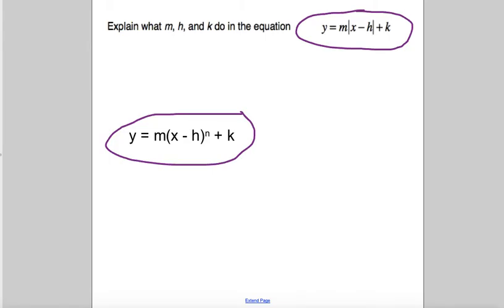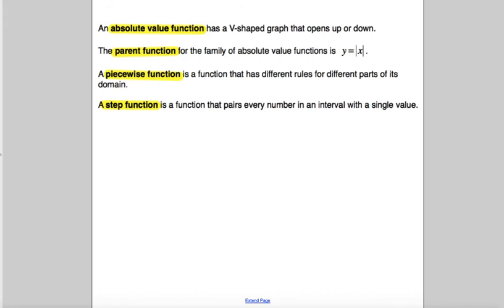We also had some vocabulary. Absolute value function is the V-shaped graph. The parent function of absolute value is y equals the absolute value of x. That's the basic equation. Then we have piecewise function. A piecewise function is where you take different equations for different parts of the graph.